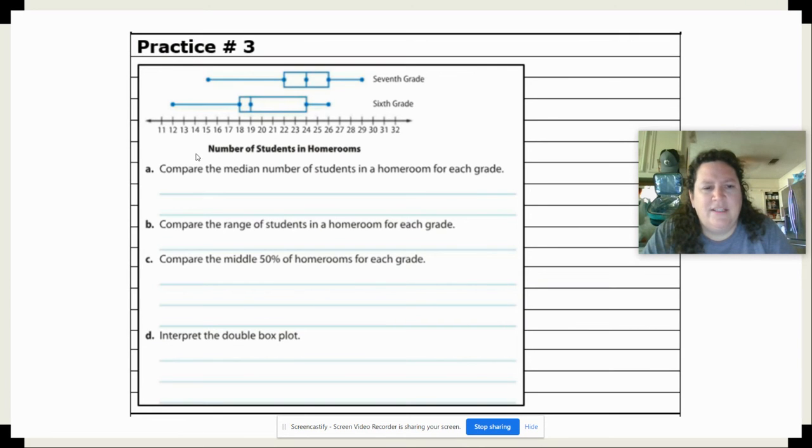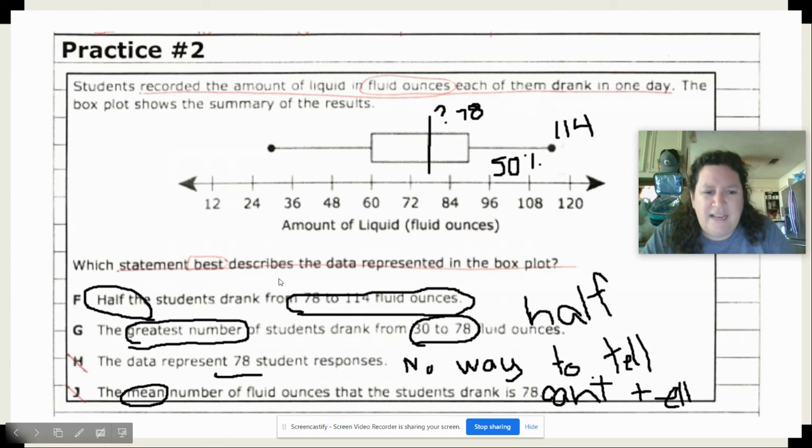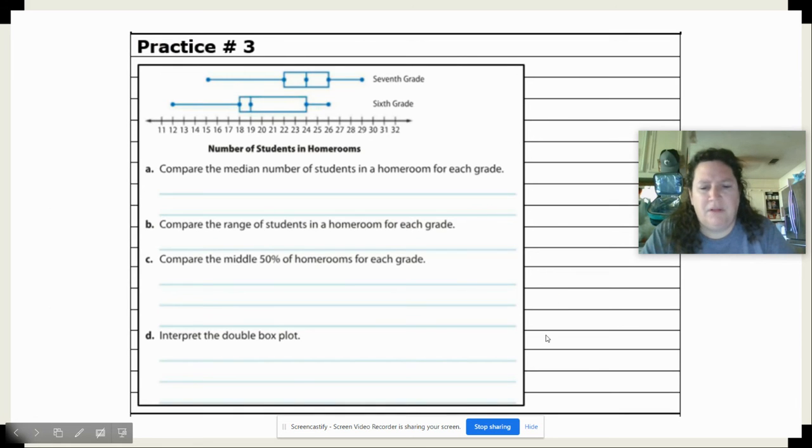All right, let's look at this one. A lot of times you're going to see a double box and whisker on an exam. So we're going to compare the median numbers of students in homeroom for each grade. We're going to compare the range of students of homerooms for each grade, compare the middle 50% of homerooms for each grade, and interpret the data, the double box plot. So what they're asking you to do is say what these answers could look like for this box plot, okay?